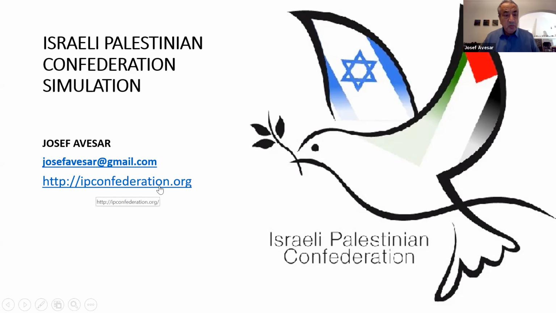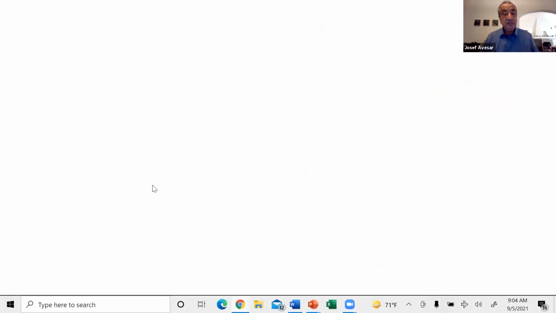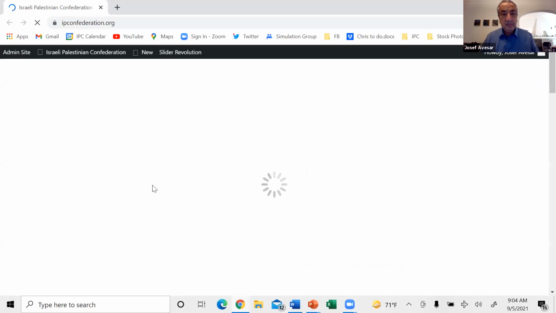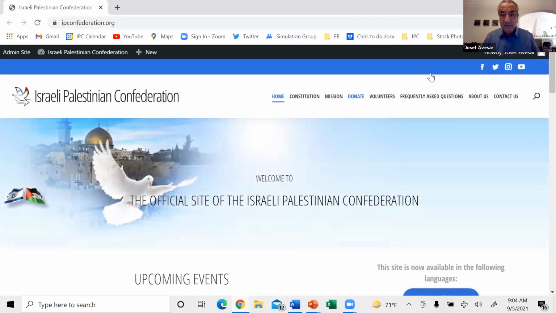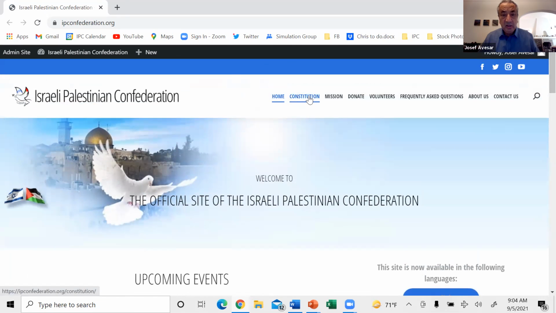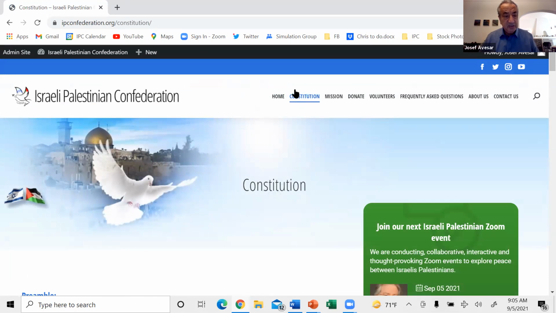If you go to our website, which is in 3 languages, Arabic, Hebrew, and English, you will be able to read the Constitution. If you go to the English portion, you'll see how the Constitution is framed, that it's a separate government for the people of Israel and Palestine together, separate from the Israeli and the Palestinian governments.